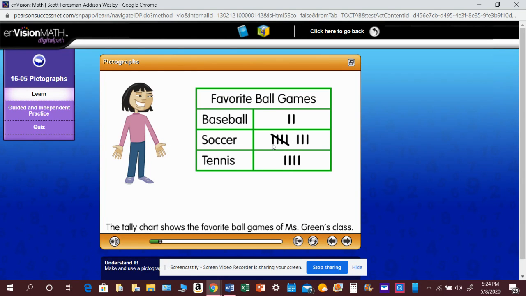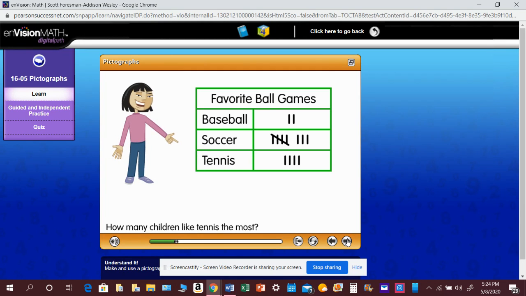Remember, with tally marks, you do 1, 2, 3, 4. The 5th one is a diagonal line, and then 6, 7, 8. How many children like soccer the most? So 8 children like soccer the most.